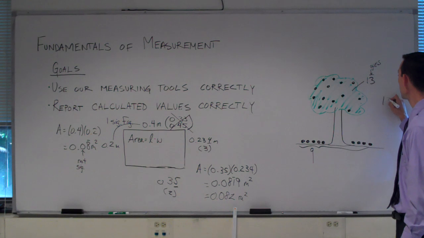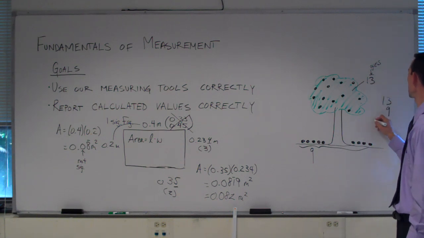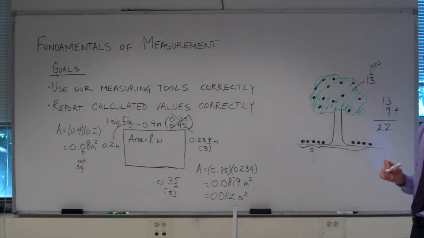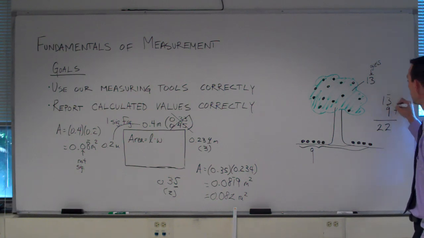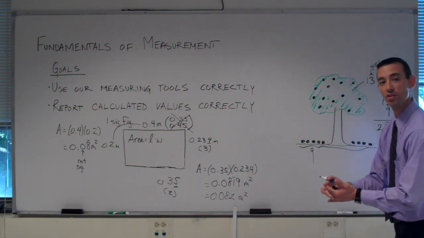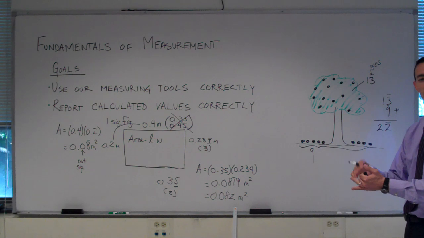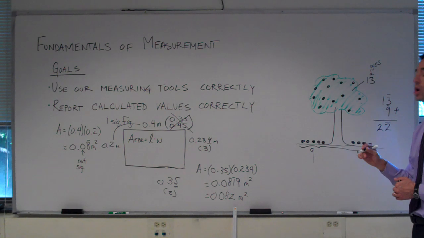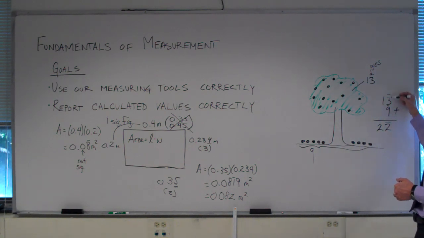So now the total number of apples becomes 13 plus 9, or 22. The rule for addition is that the last value of our measurement, okay, we must end in the same place. Ones, tens, 100ths, for example, or tenths, 100ths, 1000ths, okay? That's what I mean by place. We must end in that place where our value with the least amount of accuracy ended.